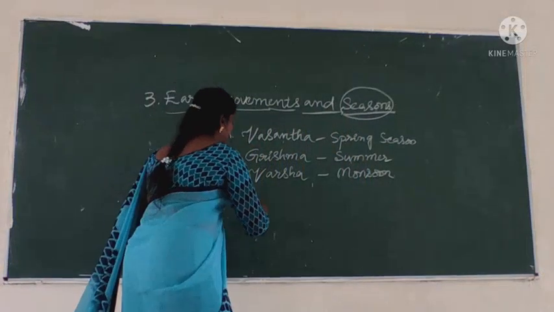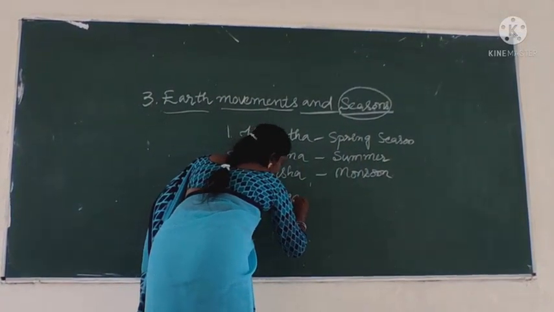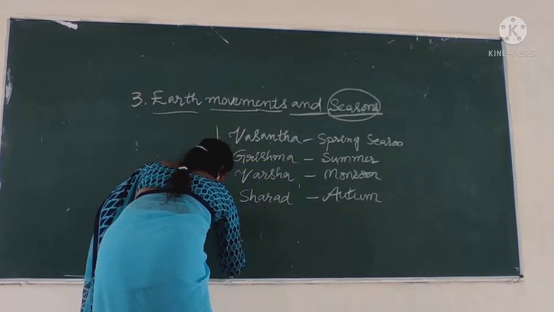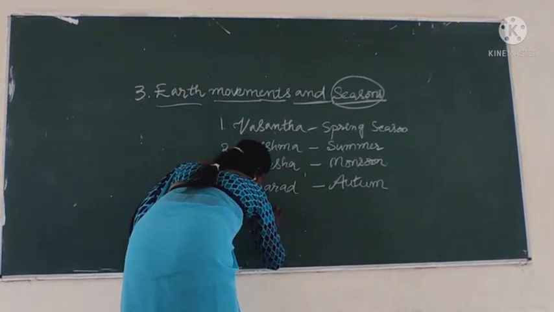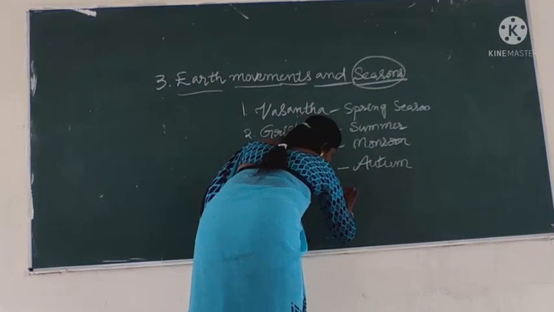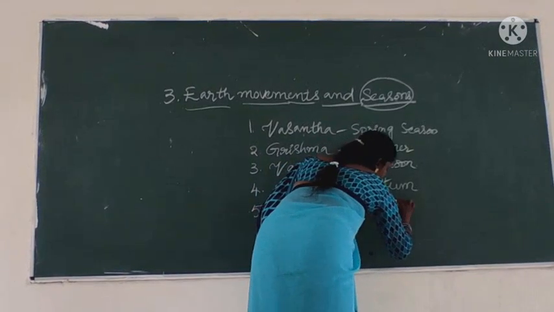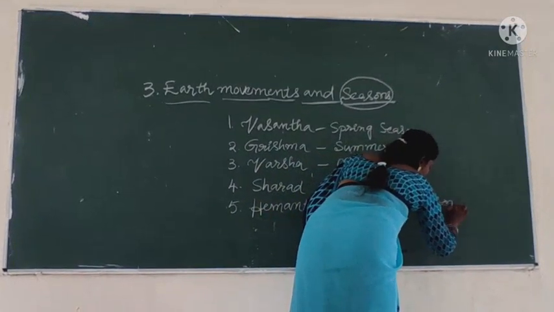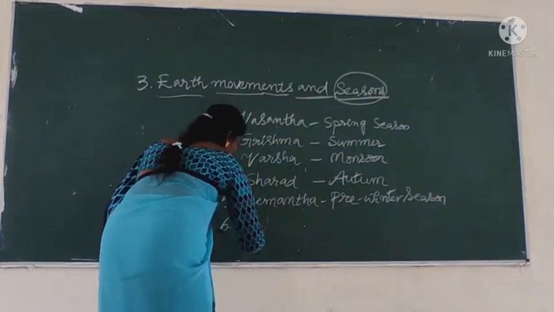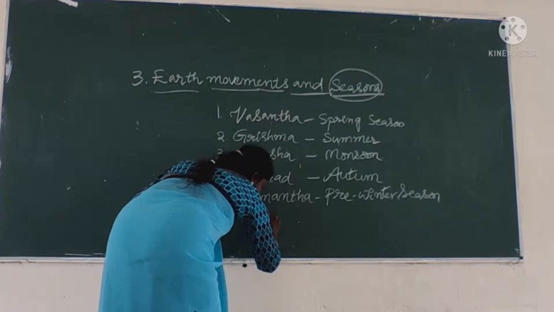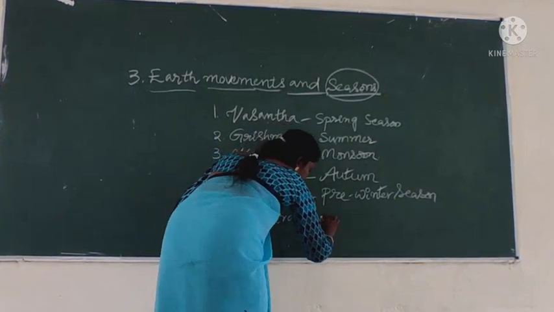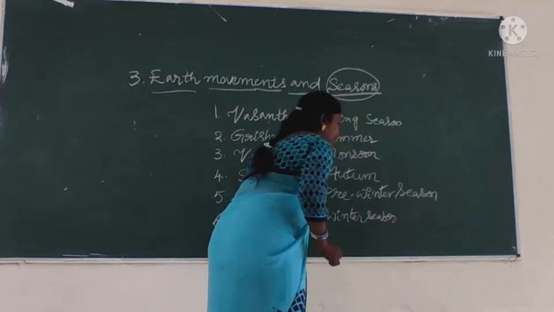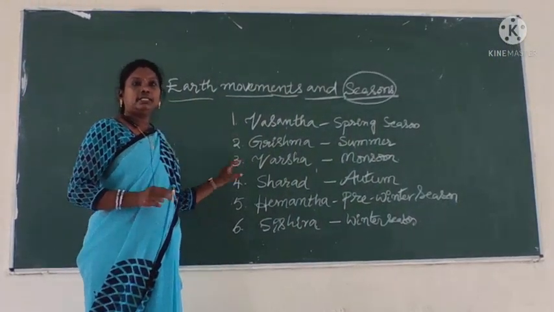The fourth one is Sharad, autumn season. The fifth one is Hemanta, pre-winter season. The last one, the sixth one, is Shishira, that is winter season. These are called ritus.